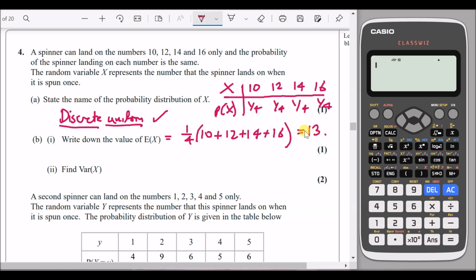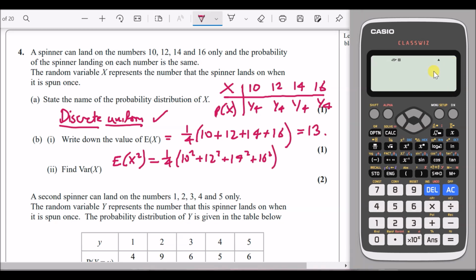So that's our expected value. Now for the next one, find the variance of x. To find the variance of x, we need to firstly find something known as the expected value of x squared. This is kind of the same thing as the first one. The only difference is that you now square these values and multiply them against the probability. So it'd be a quarter times 10 squared plus 12 squared plus 14 squared plus 16 squared.